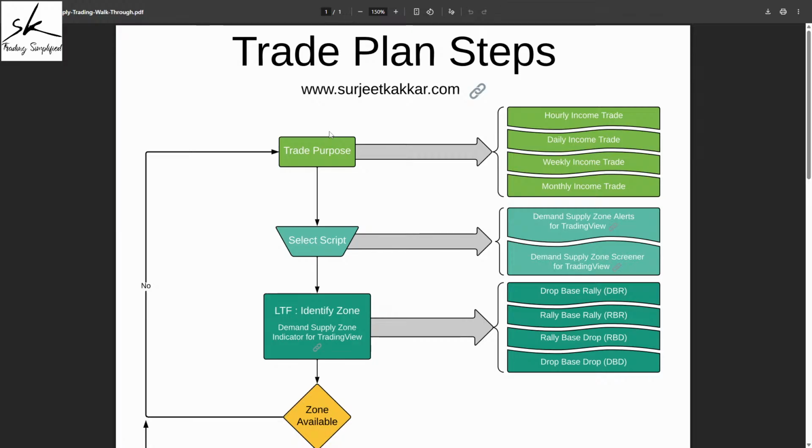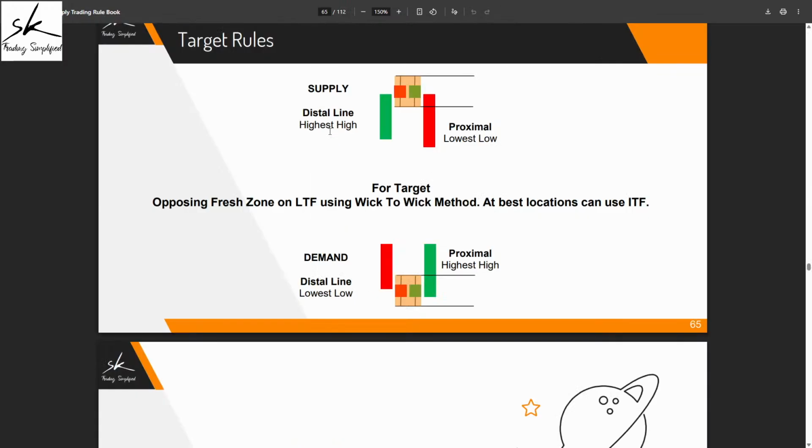Now, because we need to be mechanical and rule-based, we need to create something which is called a trade plan. Now, the challenge here is when you're learning something new, it is not easy to create a trade plan from day one. So what I've done is I have made your life easy. I have created a trade plan for you, which is a combination of two documents. Like I already talked about these two documents. One is your flow chart. The other one is the rule book.